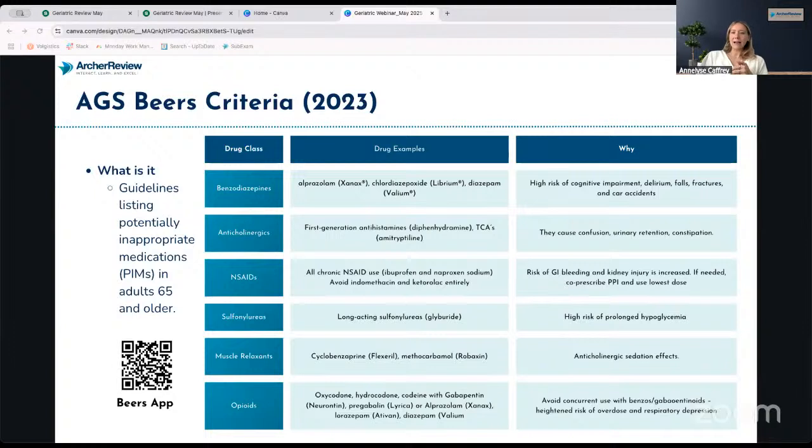And like muscle relaxants, they have that anticholinergic sedation effect that we really try to avoid in older adults because it can be considered unsafe. So this is a good list. Screenshot it, look at it later when this gets posted on Facebook, just of things to avoid because they're unsafe.